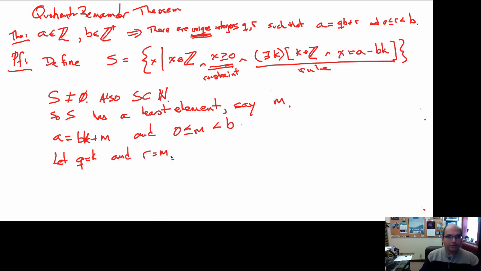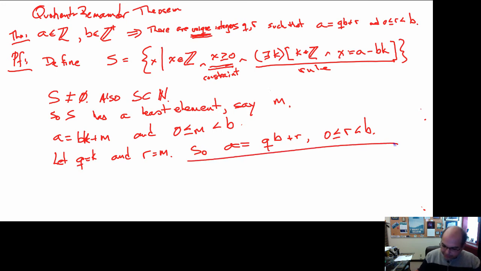And so now what we have is that a is equal to q times b plus r, and 0 is less than or equal to r, which is less than b, and this is the existence part of the theorem. So we've actually proved that there are integers q and r such that a is equal to qb plus r, and r is in the range between 0 and b, not including b. So that's great. We've done half the proof. What's left is the uniqueness, and let's do that now.